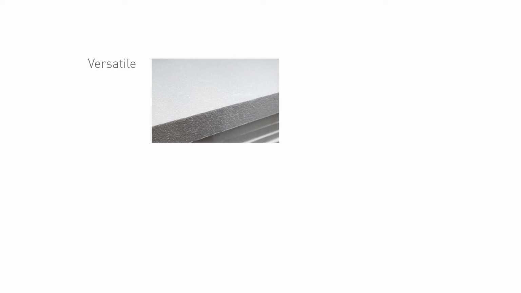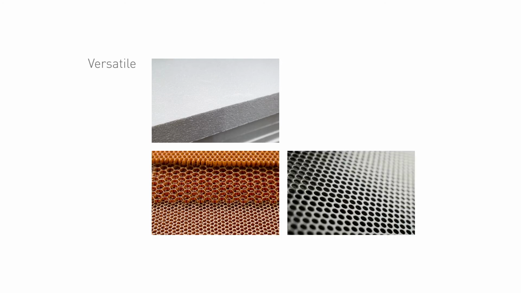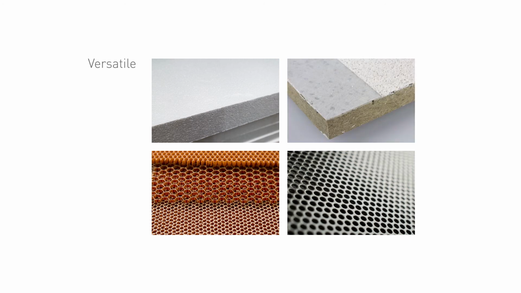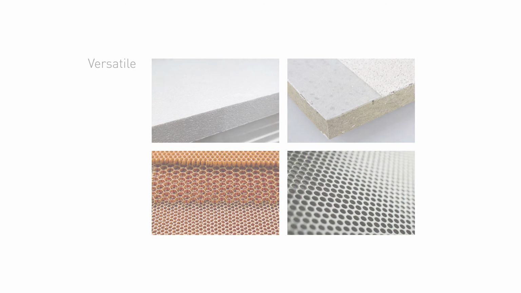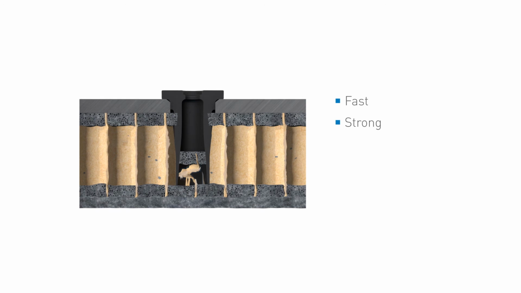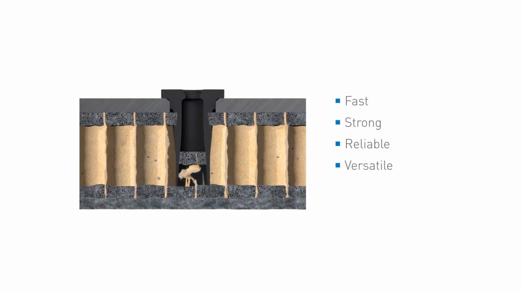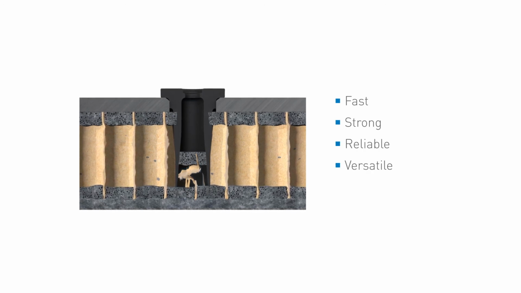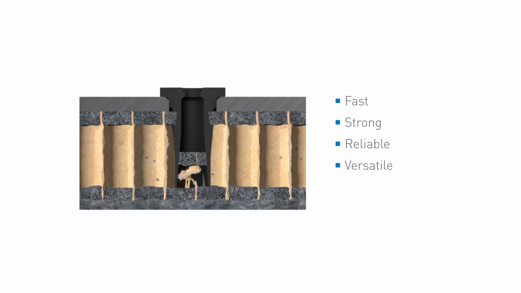Possible areas of application include porous materials, sheet metal structures, sandwich materials, as well as injection molding and compression molded parts. Fast, strong, reliable, and versatile, multi-material welding guarantees aesthetic joining solutions of consistently high quality.